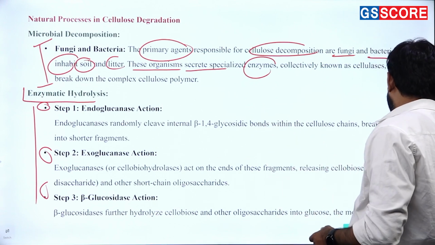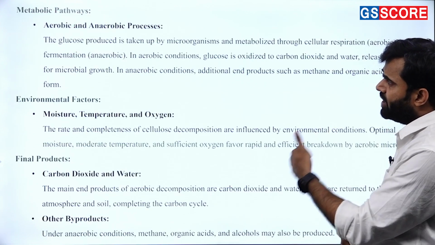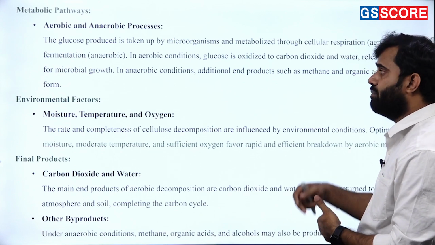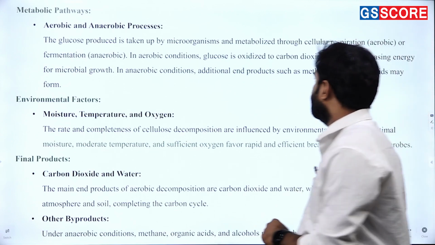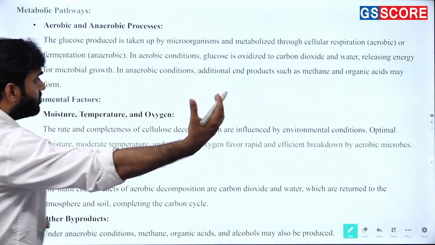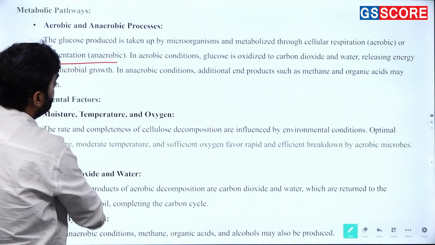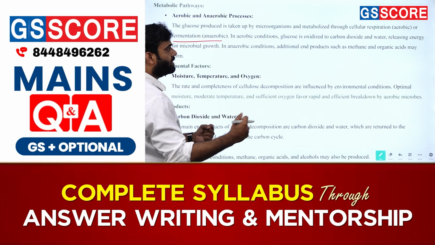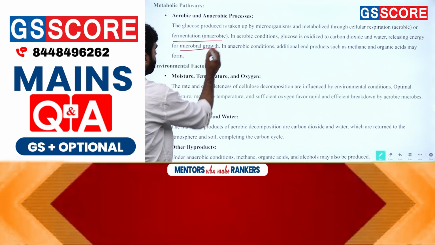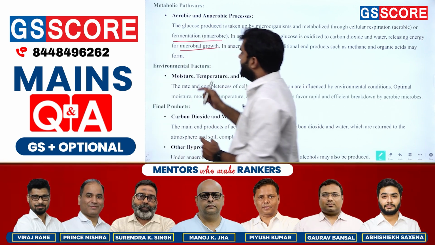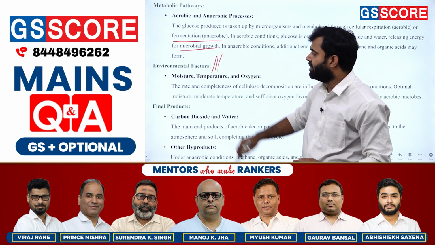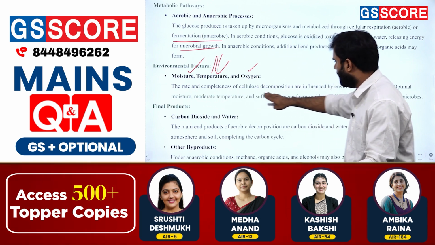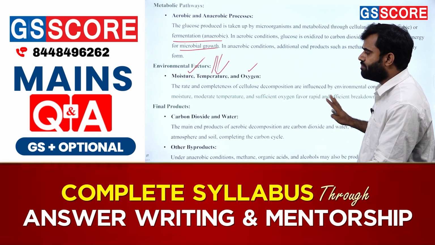Okay. Next one, you will understand the metabolic pathway. Now you have to mention the aerobic and anaerobic processes. This one is also very important. You can add all these important areas: respiration, aerobic, or fermentation, anaerobic. In aerobic conditions, glucose is oxidized to carbon dioxide and water, releasing energy for microbial growth. This becomes very important here. Next, never forget to mention the environmental factors like moisture, temperature and oxygen. These all are an important part of natural processes.